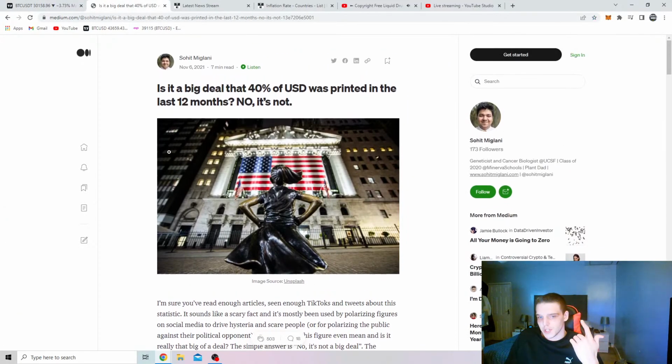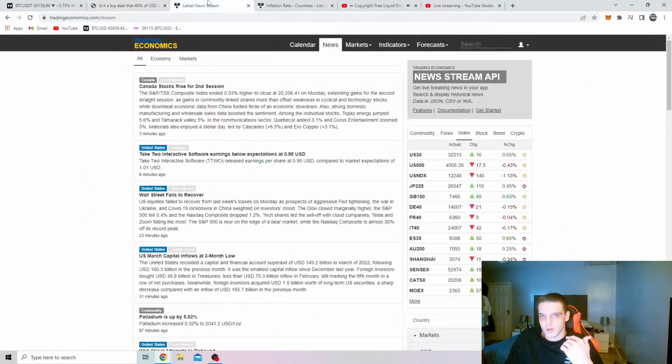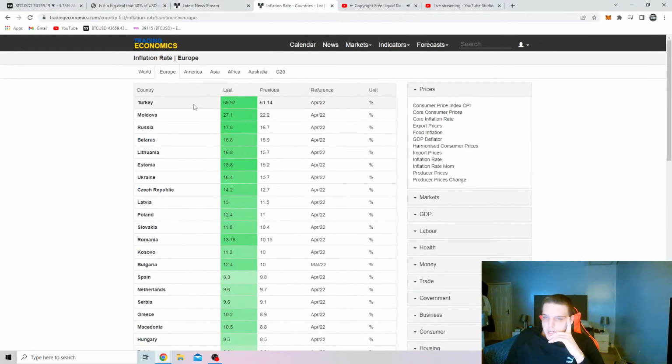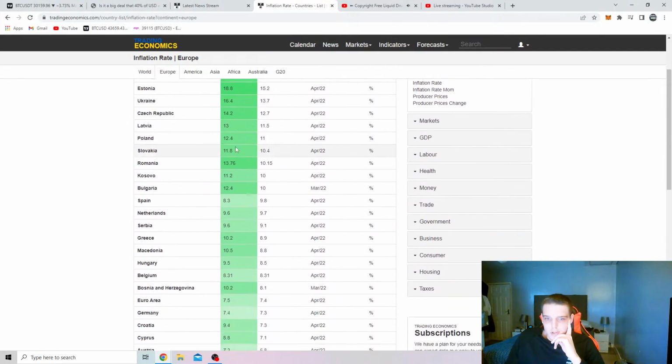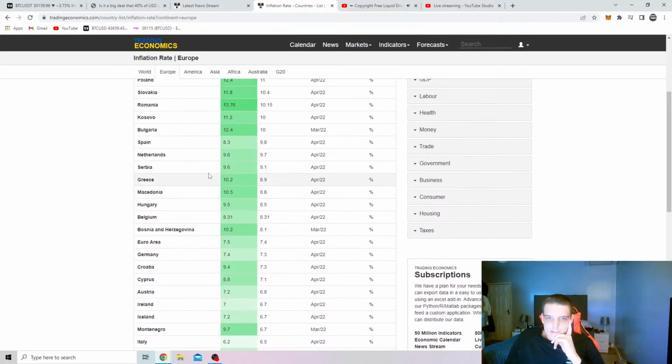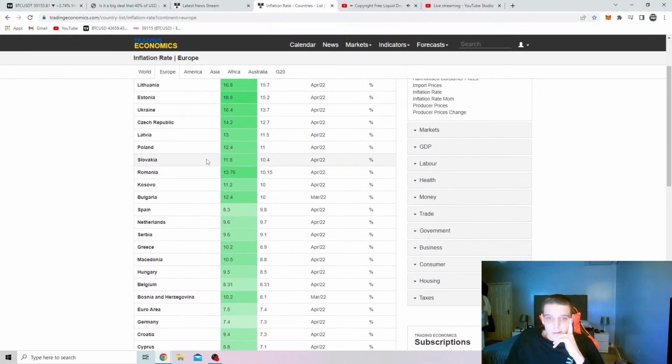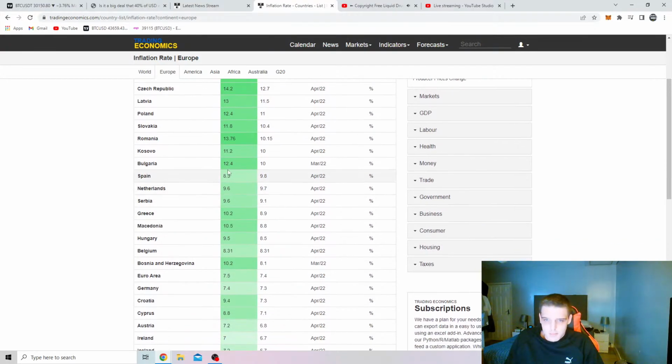And this is essentially why we're seeing inflation as high as we are. I mean, look at Turkey, 69.97%, absolutely crazy. Russia, 17.8%. Netherlands, 9.6% reported in April. Poland, 12.4%. Romania, 13.76%. Spain, 8.3% reported in April.